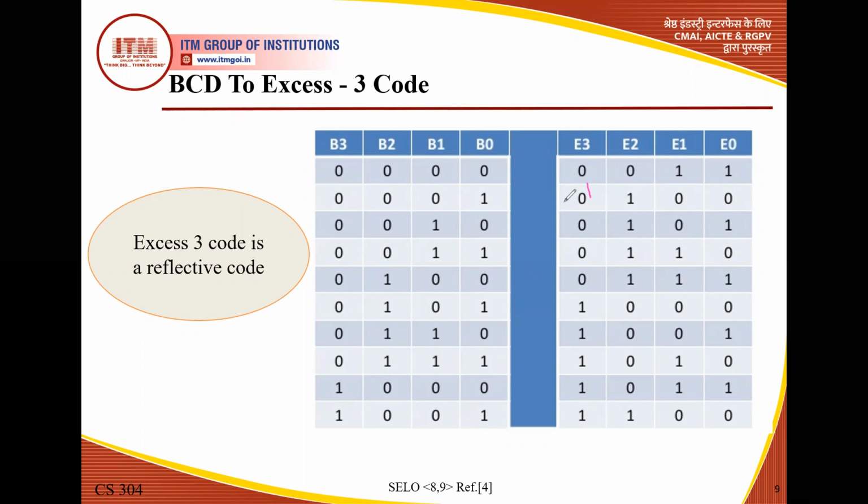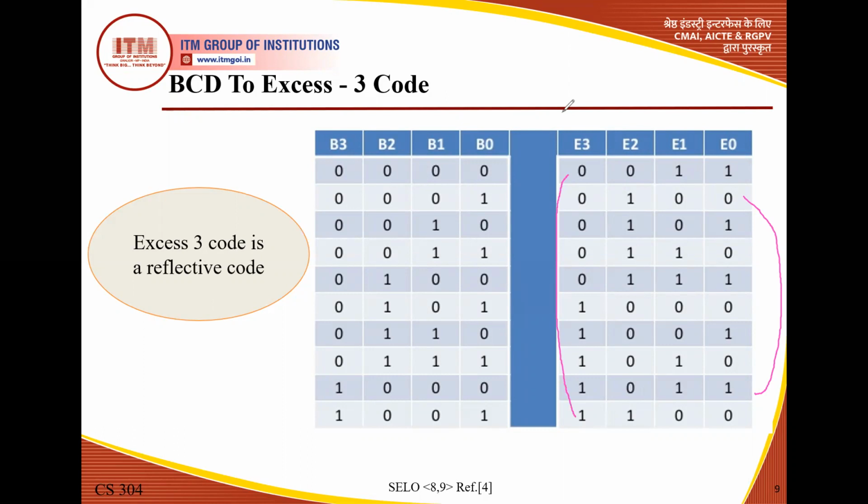This is a reflective code we already discussed previously. So here the complement of the first is the last one. 0011 complement is 1100. So the first excess-3 code is the complement of the last. Now the second from up and second from bottom are the complement of each other. 0100 complement is 1011.